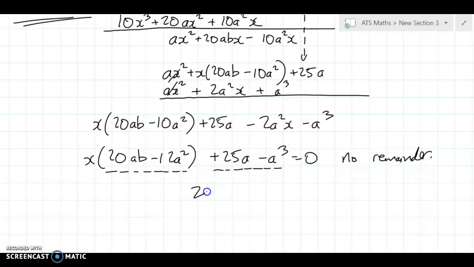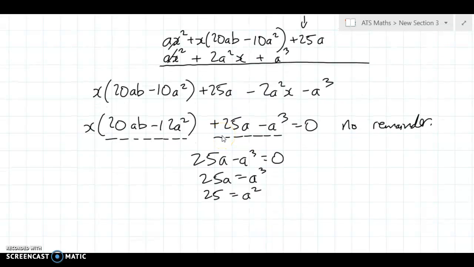So we can now let 25a minus a cubed equal 0. So that gives us 25a equals a cubed. Divide across by a and get 25 equals a squared. So a equals the square root of 25. a equals 5. Be careful now. Or a equals minus 5.